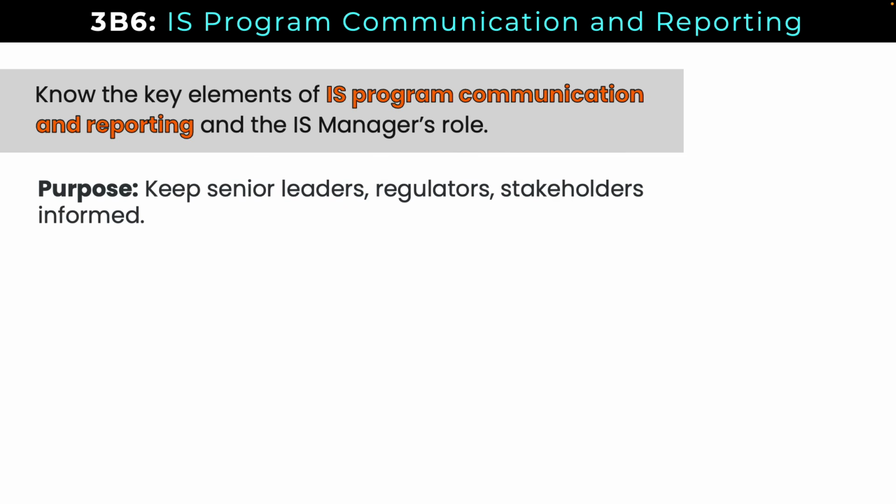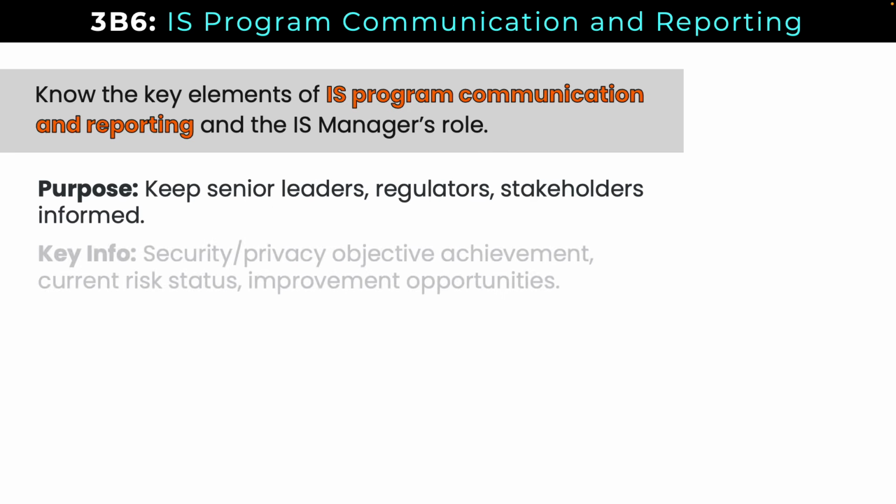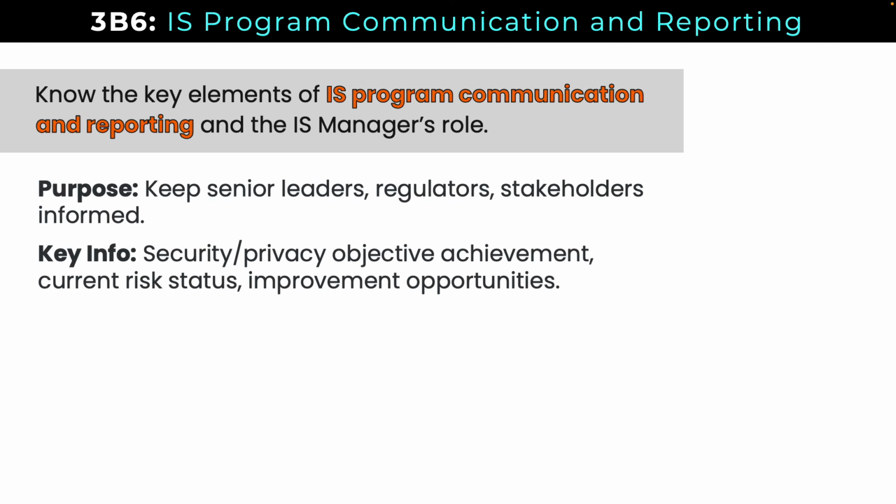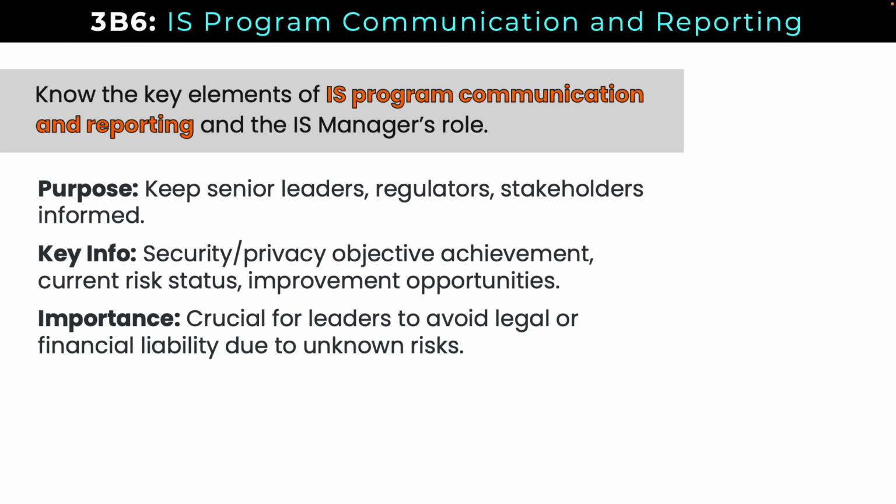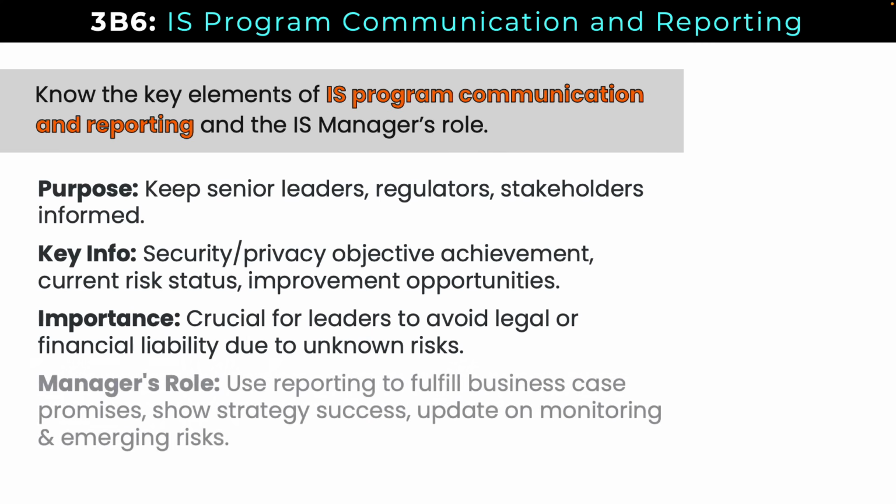So the purpose of program communication is to keep senior leaders, regulators, and stakeholders informed. We want to make sure our senior leadership is aware of our progress in delivery of program objectives, any change in current risk status, as well as any opportunities for improvement we've identified. The importance here is just keeping leaders informed to avoid any legal or financial liability due to unknown risks, and to give them the information they need to make good decisions, both financial and strategic.